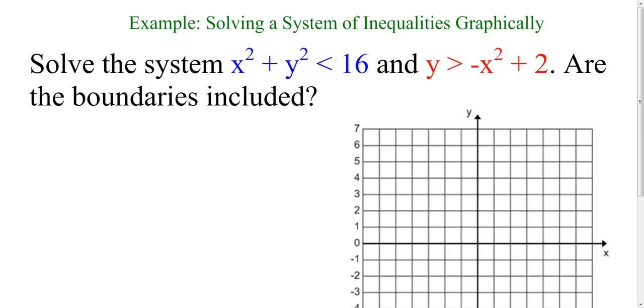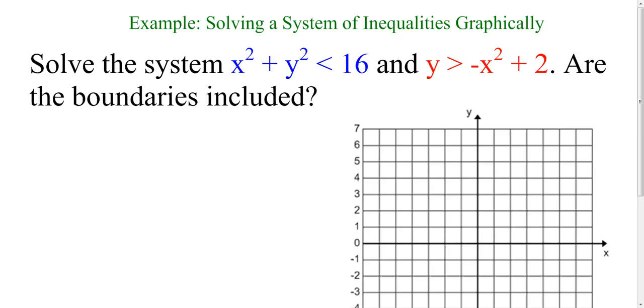All right, now we're going to look at two systems, and these are a little bit trickier because they are not necessarily graphs that you are super familiar making. Okay, you've done it. It's been a while though, so we need to kind of review it. All right, this first one, x squared plus y squared is less than 16. Hopefully you can recognize that as a circle.